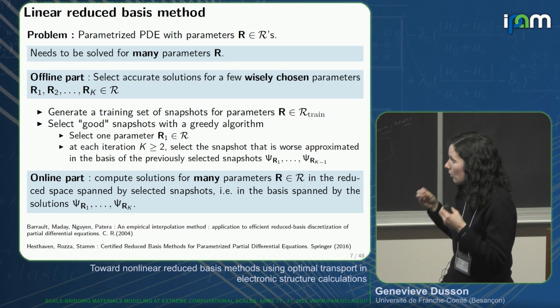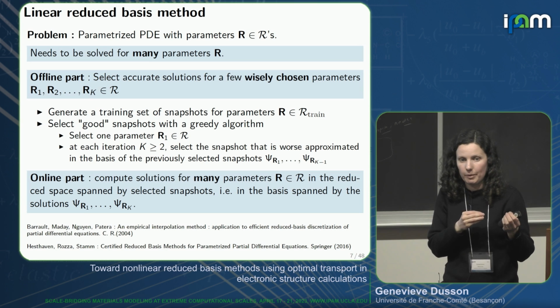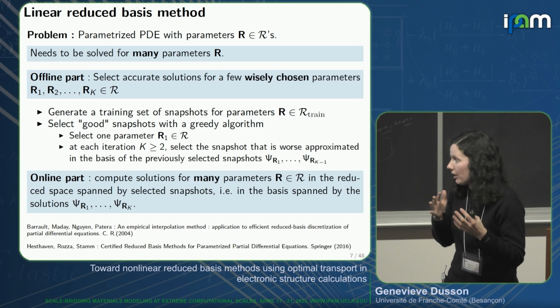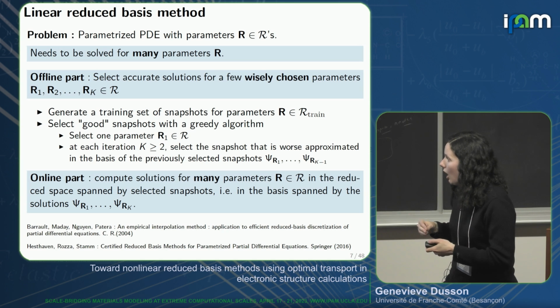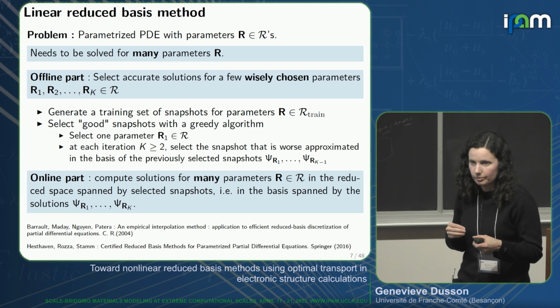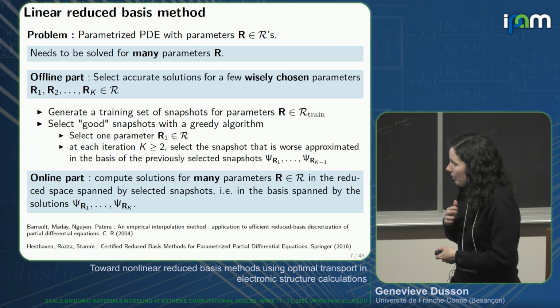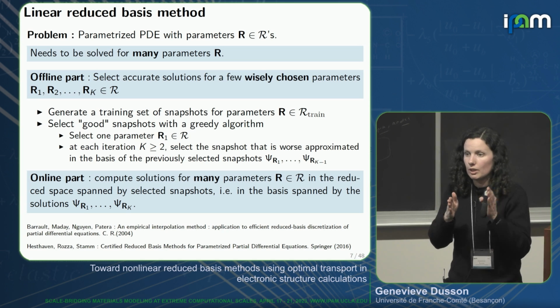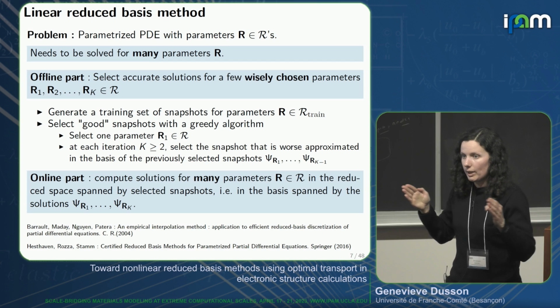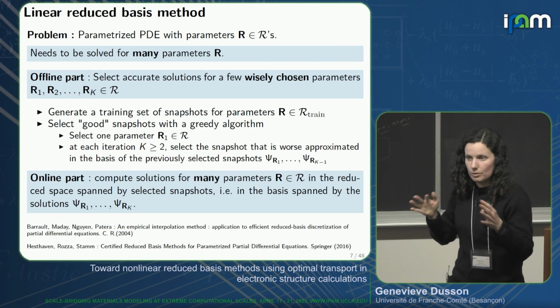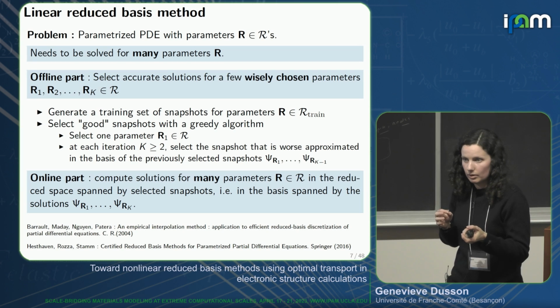Once you have what is called the reduced basis, in the online part, when you want to compute the solution for a new parameter, you solve the partial differential equation on the basis of the selected solutions. So in a sense, you have a partial differential equation to solve, but on a very small space, because the snapshots represent well the space of the solutions.